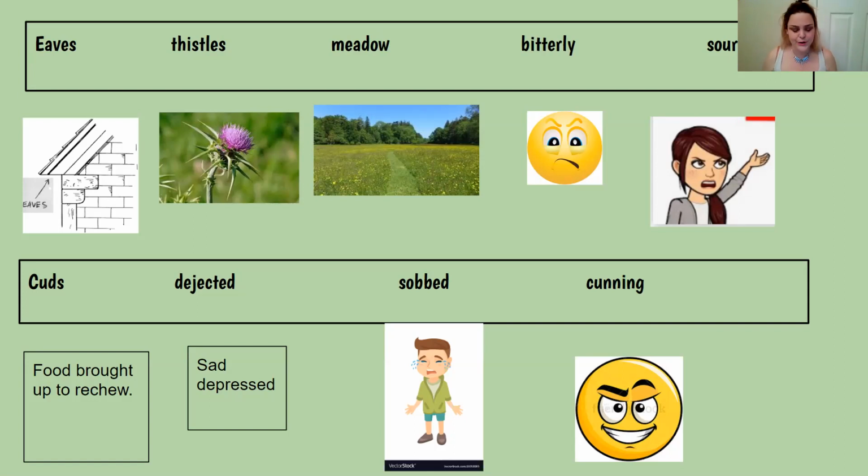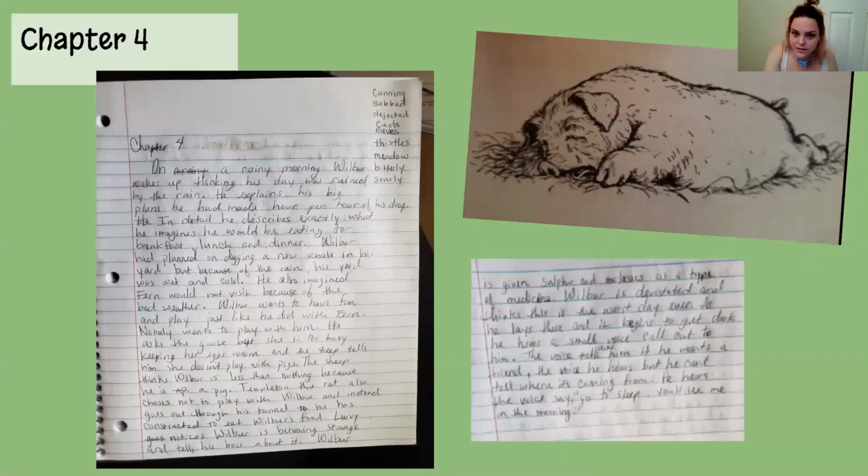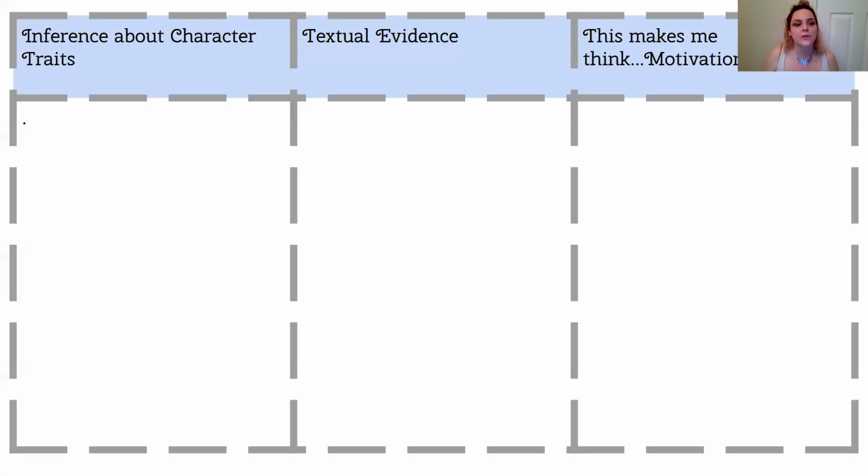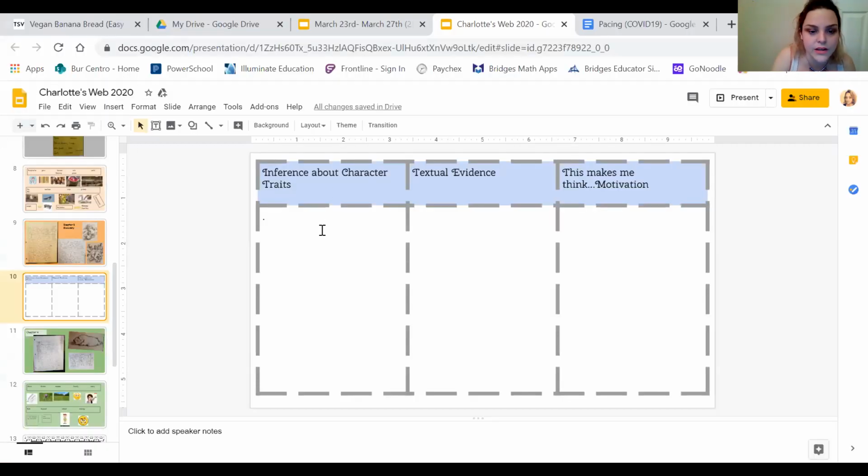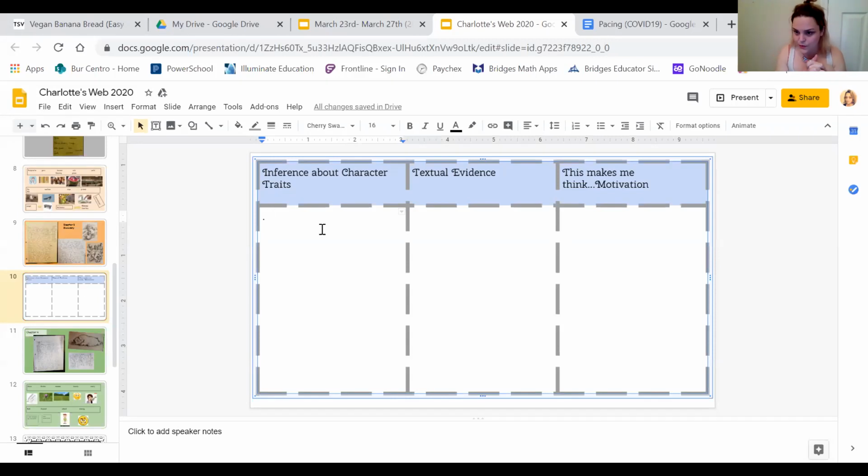I'm going to pause right here because there's a lot of information that we're gathering about Wilbur and how he's feeling. And so I'm going to go back to my chart. I want to make an inference about Wilbur right now. So I'm going to zoom out a little bit, and you can write with me. Remember, if I'm writing, you can write.